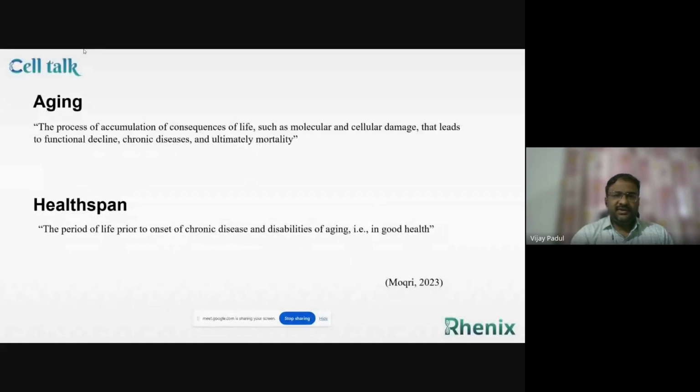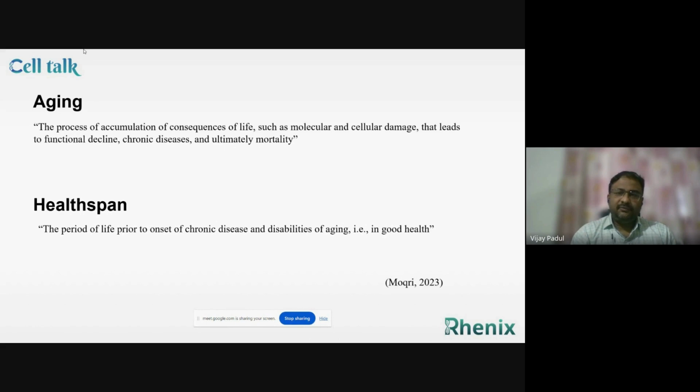So let's see what is aging. Aging and health span. These are the specific goals that scientists are taking for their research activity. Aging is defined as the process of accumulation of consequences of life, such as molecular and cellular damage that leads to functional decline, chronic diseases, and ultimately mortality. So this is true for every organism.